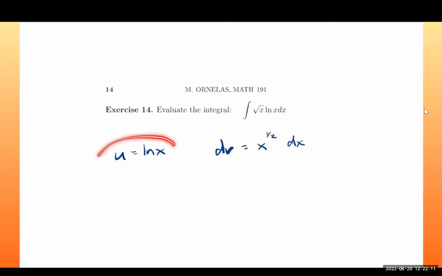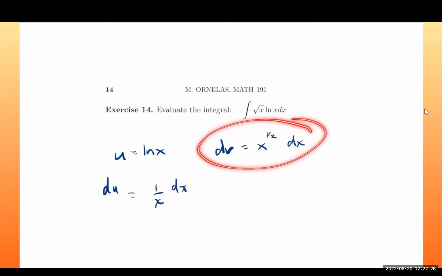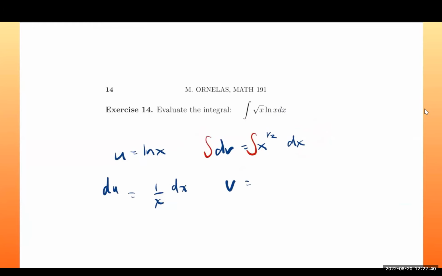All right, then we differentiate this side. So if you differentiate, you're going to get du over dx is 1 over x. But you can multiply both sides of the equation by dx, so that's just going to bring the dx over to the right side. Over here, we're going to integrate both sides. So when you integrate dv, that's just v. And when you integrate this side, you can even put in the integrals if you'd like. The antiderivative will be 2/3 x to the 3/2. All right, and so we've integrated that.